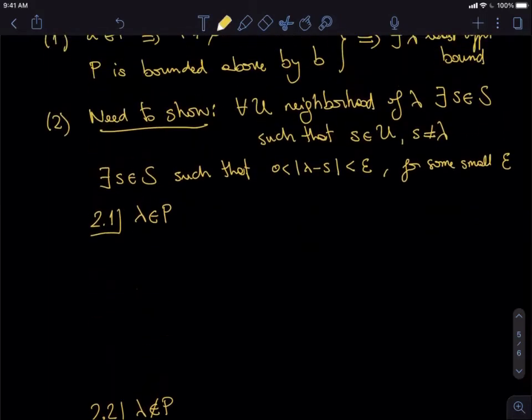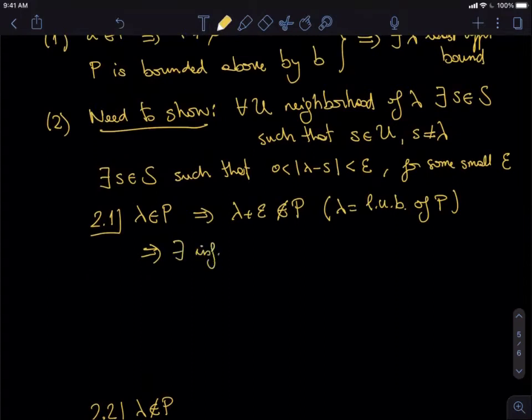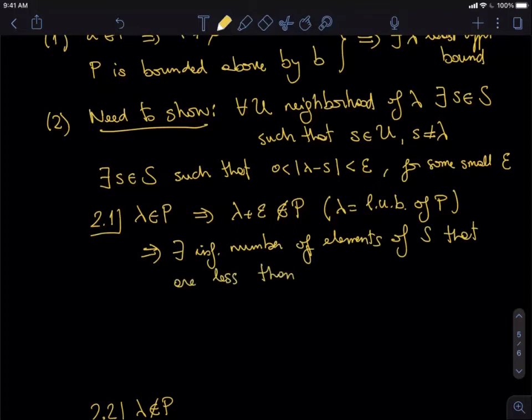So what happens if lambda belongs to P? In this case, lambda plus epsilon cannot belong to P, because lambda is a least upper bound of P. So by definition of the set P, this means that there exists an infinite number of elements of S that are less than lambda plus epsilon.